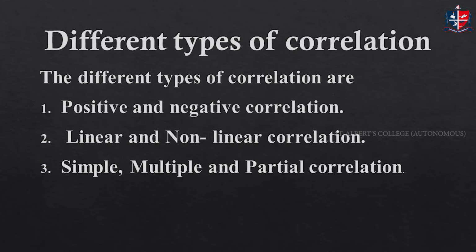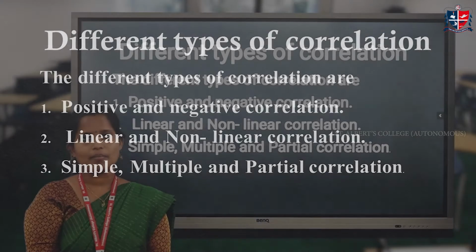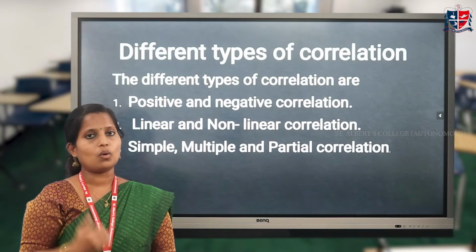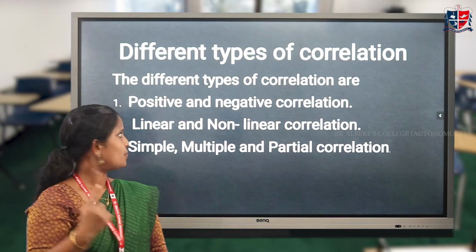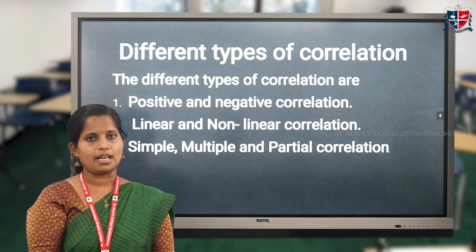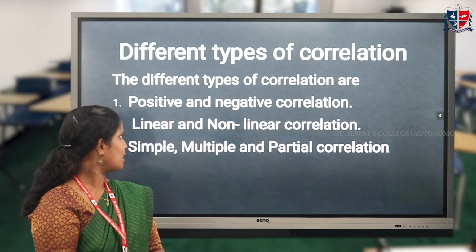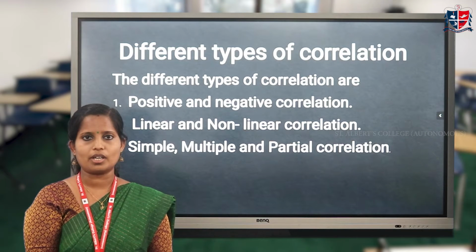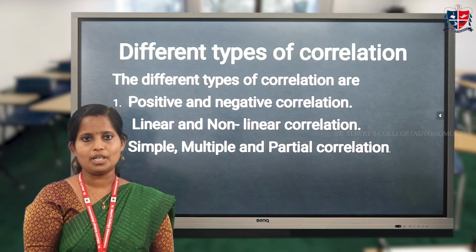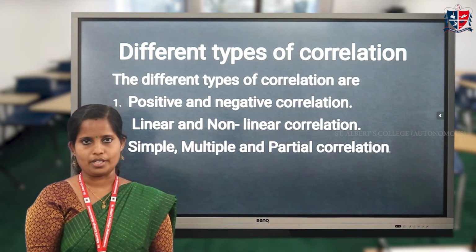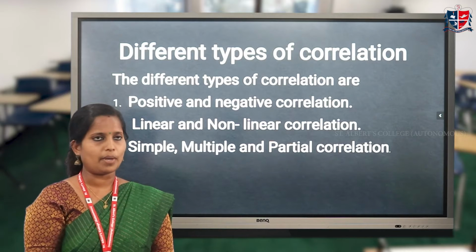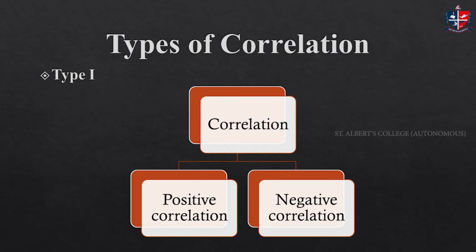Let us think about the different types of correlation. We are majorly classifying correlation into three. The first is positive and negative correlation. The second is linear and non-linear correlation. The third is simple, partial and multiple correlation. Now we are going to explain all these three types in detail.